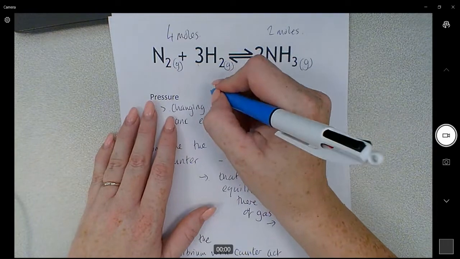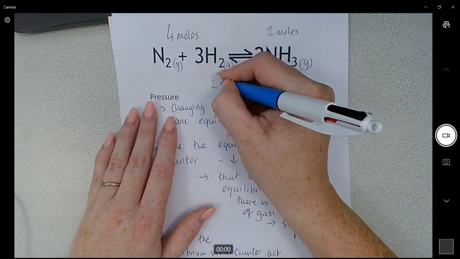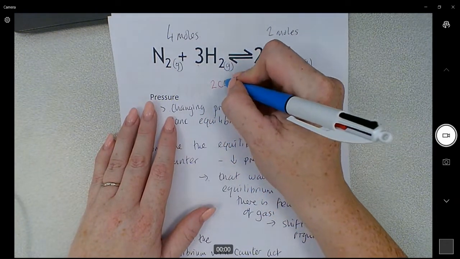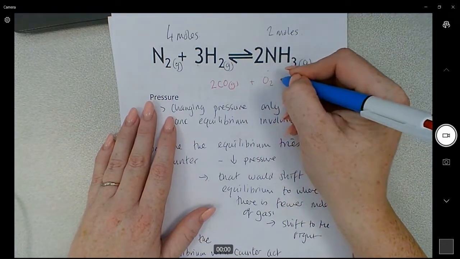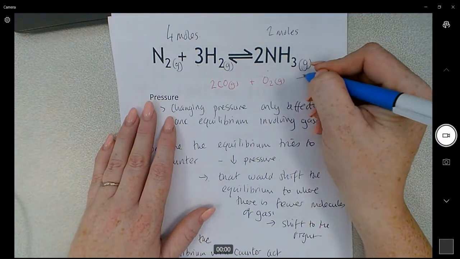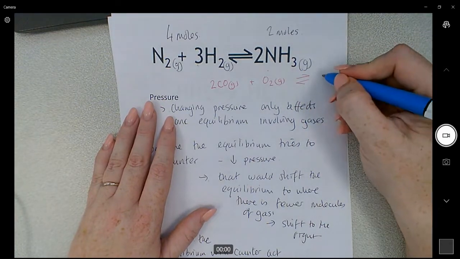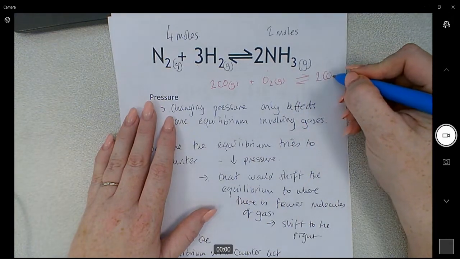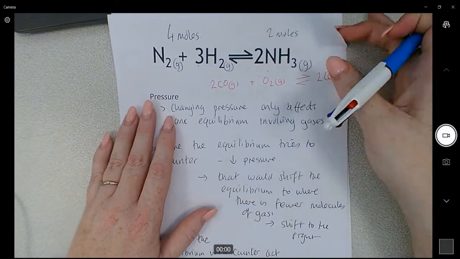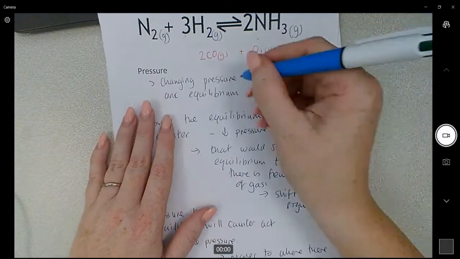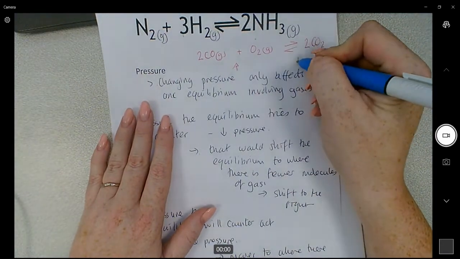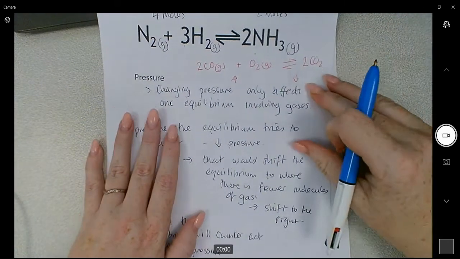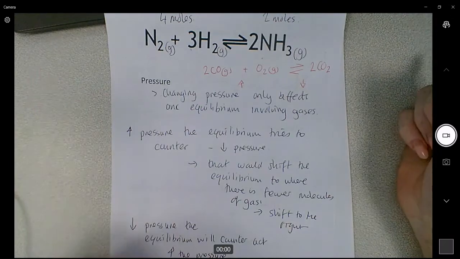So let's imagine I've got 2 moles of carbon monoxide gas reacting with 1 mole of oxygen gas, and it's a reversible reaction. It's going to produce 2 moles of carbon dioxide. If I increase the pressure, what's going to happen? If I decrease the pressure, what's going to happen? So just pause the video and work that out.